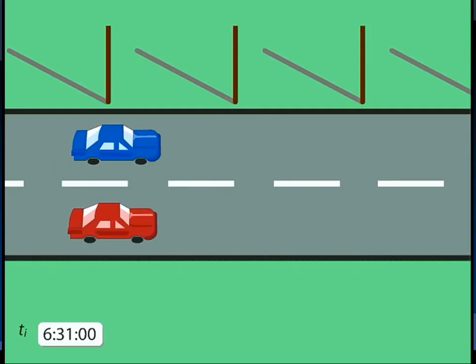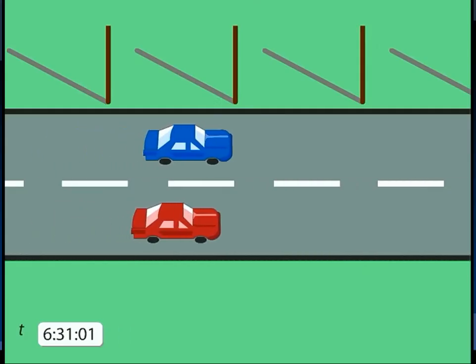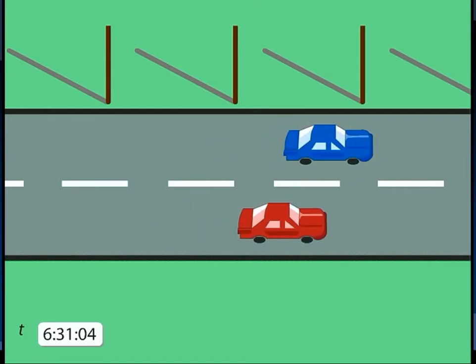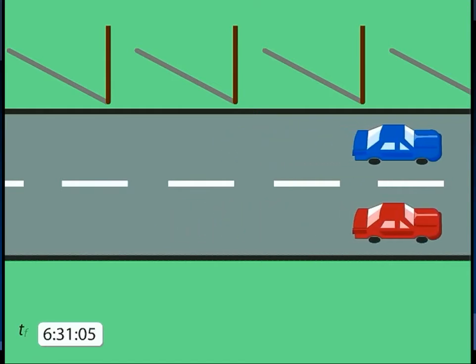Even though the motions of these two cars differ, at time t sub f they have the same average velocity because they underwent equal displacements in the same amount of time.